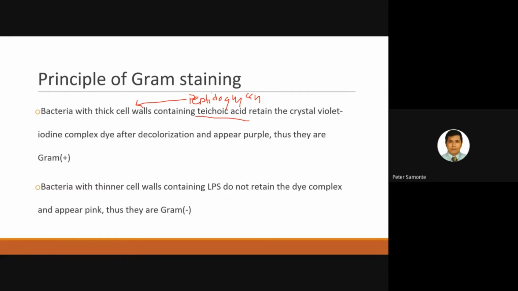So, if you have a very thick peptidoglycan, more of your primary stain can be absorbed. And if you have a thinner lipopolysaccharide, so your cell wall kasi class is composed of LPS, which is the peptidoglycan, which has teichoic acid.